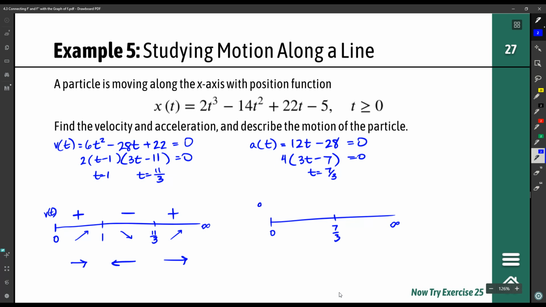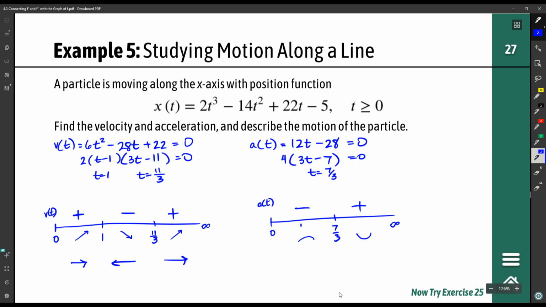This time we're testing a of t. If we plug a number in between 0 and 7/3, say 1, we get 4 times 3 minus 7, that'd be 4 times negative 4, so negative. That tells us about the graph, we're concave down. Then a number bigger than 7/3, say 3, is going to give us 4 times 2, so positive, and that's going to tell us that we're concave up.